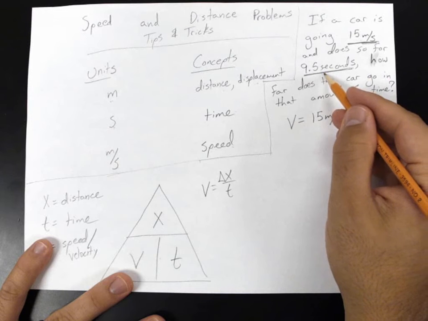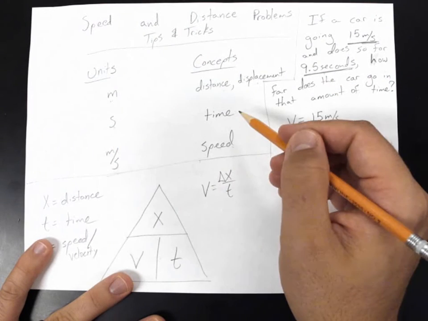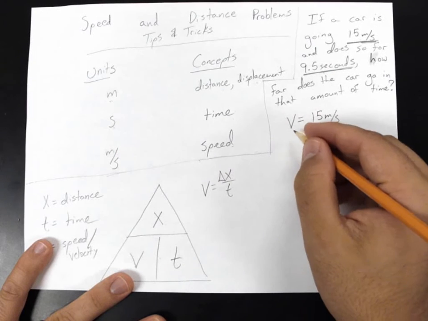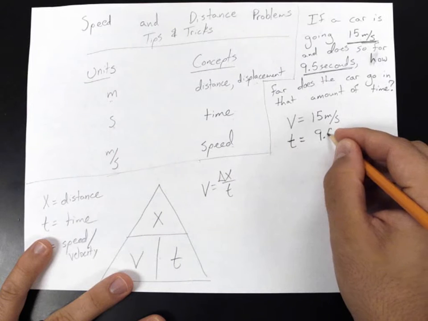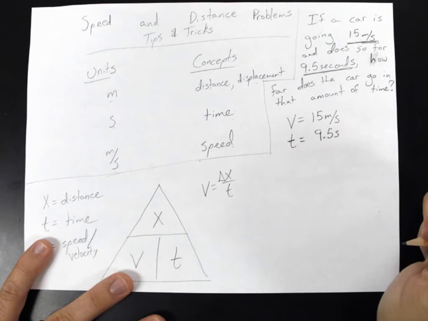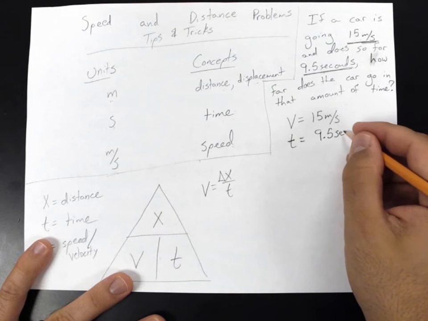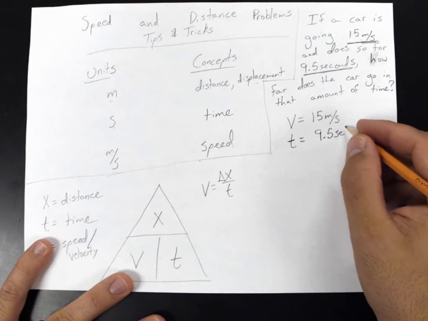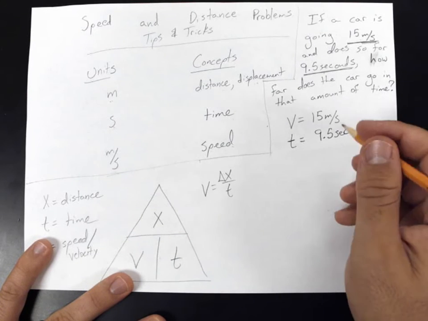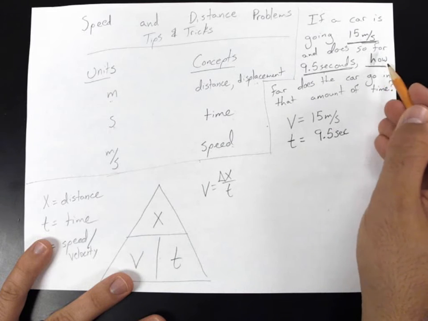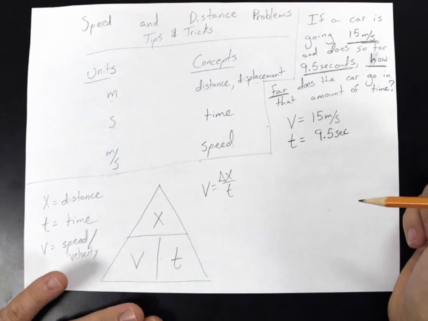We see this is a measure in seconds right here. There's our unit. We go over here. Seconds is a measure of time. So that means we need to write time equals 9.5 seconds. Now, some people say my S's look like little itty bitty fives, so I'll write out sec there. Now, how far?